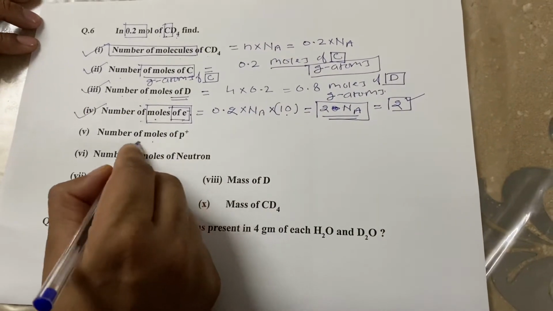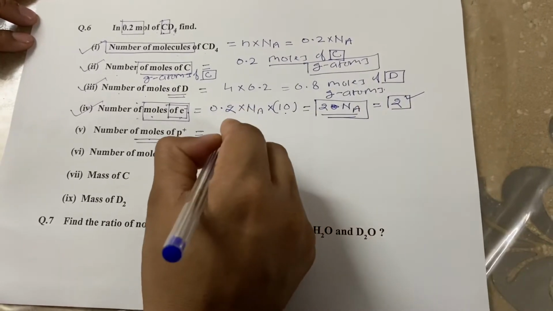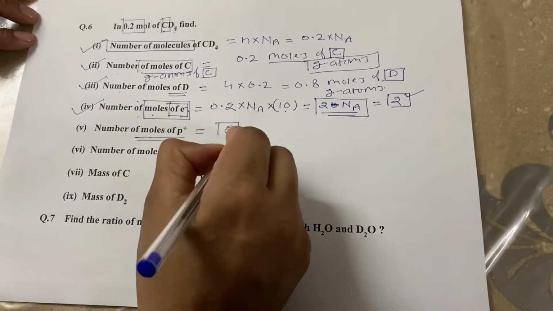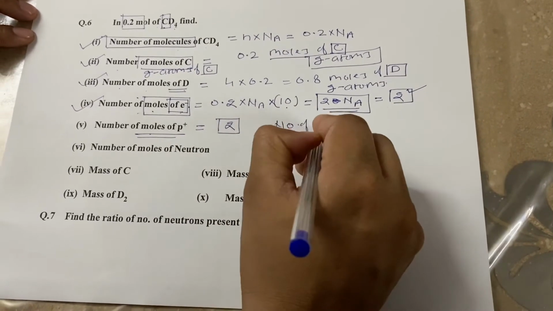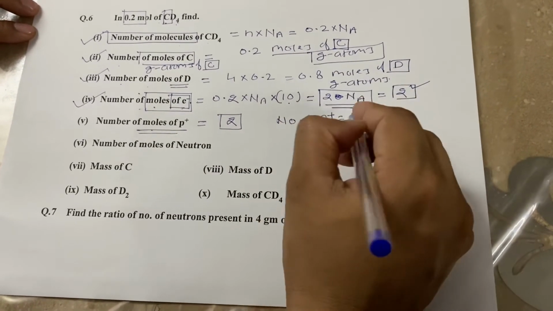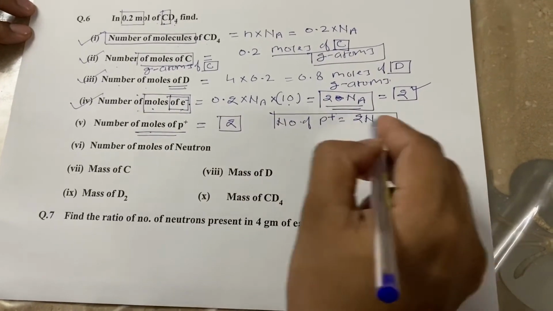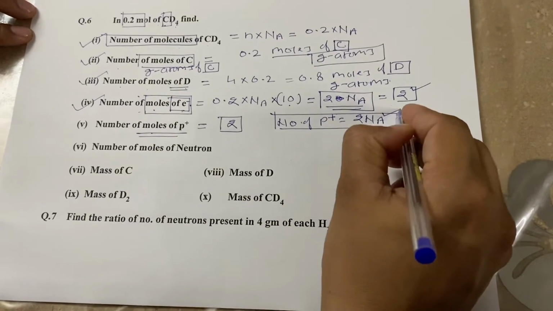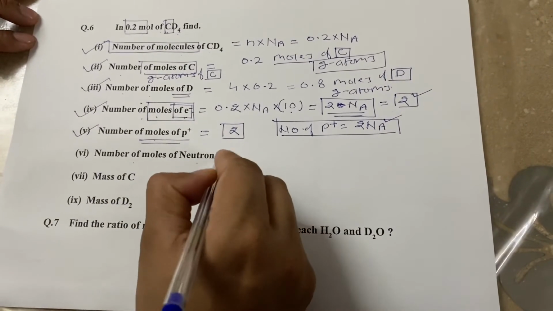The number of moles of protons, in the same way we can calculate, it will be definitely 2. The number of moles of protons will be 2, but the number of protons, if it is required to calculate, then definitely it will be 2 Na, because of the number of entities involved, the Avogadro's number Na. Now the number of moles of neutrons is to be calculated.